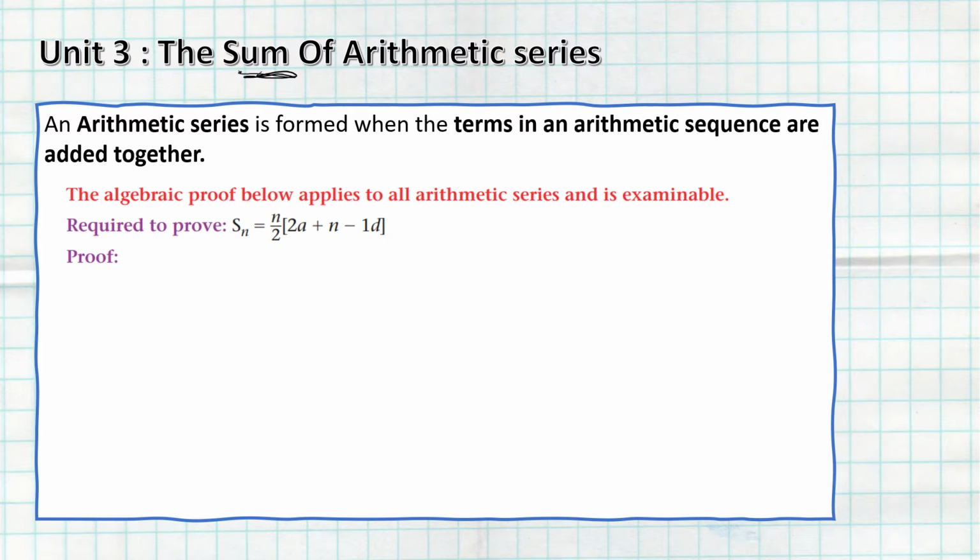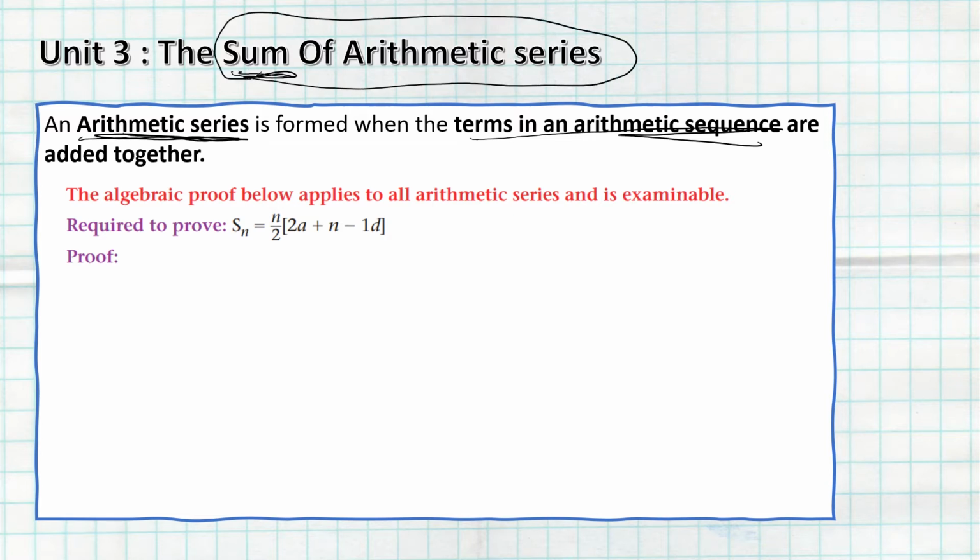An arithmetic series, according to the definition given here, is formed when the terms in an arithmetic sequence are added together. That's why we call it the sum of arithmetic series, because we are adding the terms of an arithmetic sequence together. Now they form a series. But because those terms were for an arithmetic sequence, they will form an arithmetic series, right?